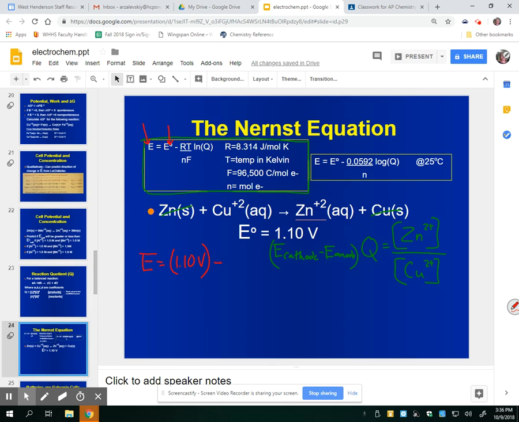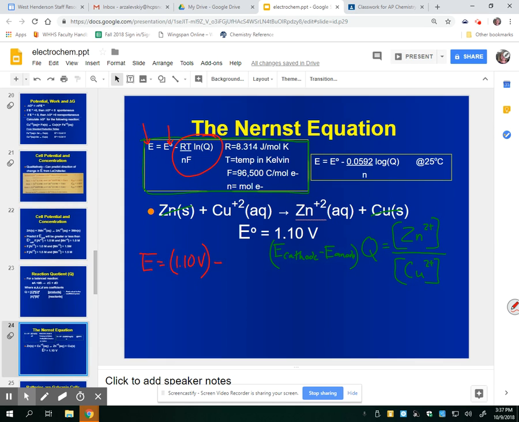Here's how it's going to change, and it involves this quantity right here. Now, R has to be 8.314 because that is the one that has joules in it, and joules are related to volts with coulombs. So we have to get all of those involved. Temperature is going to be in Kelvin. N is the moles of electrons, so how many electrons are moving in a particular substance. And F is Faraday's constant, 96,500 coulombs per mole of electrons.